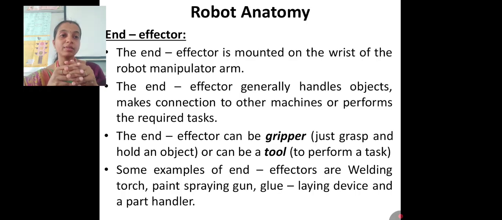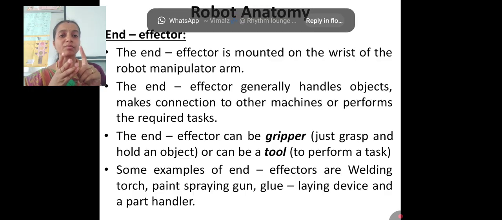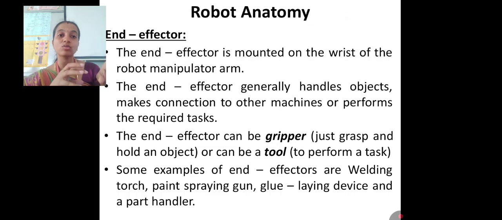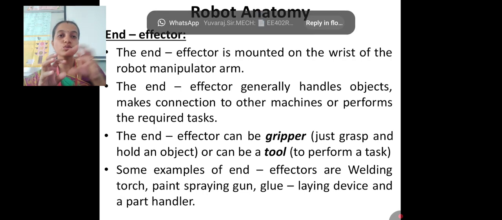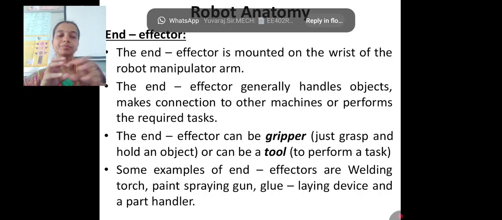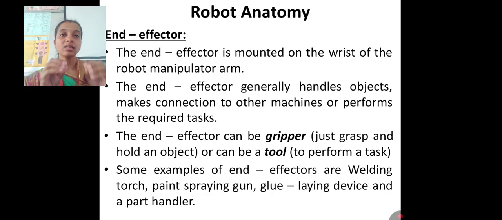For example, the end effectors are welding torch, paint spray guns, glue laying devices and parts handlers. A parts handler can also be an example. It will help the machine to complete its task. So these are the anatomy of robots: body, arm, wrist, and the last one is called end effectors.